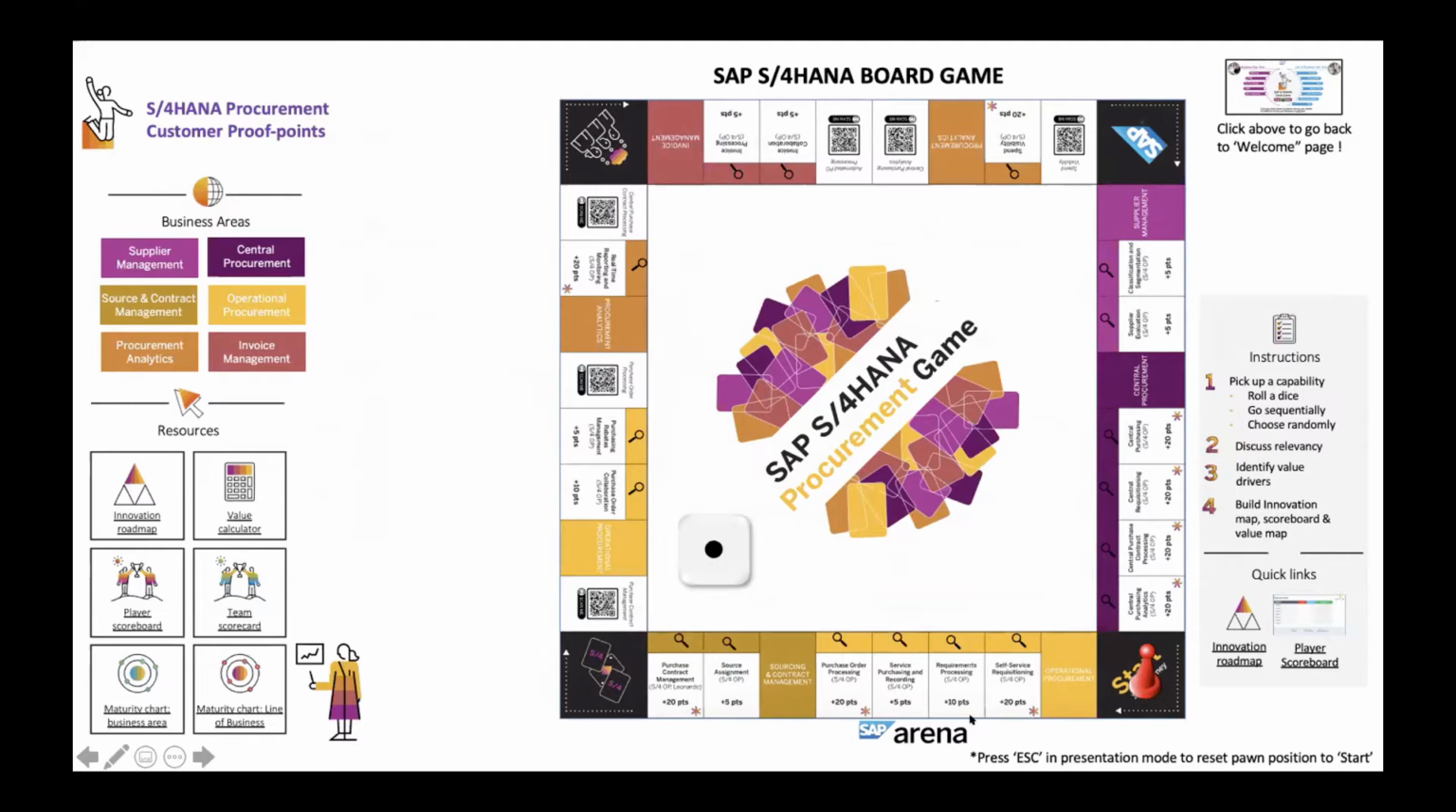You have all the capabilities grouped in logical colors. As you can see on the top left, the 6 different colors represent the 6 different business areas, representing supplier management, central procurement, source and contract, operational procurement, procurement analytics, and invoice management. So we have looked at customers' procure to pay process, and we have grouped the capabilities in this order, right? And then you see also that there is a dice on screen, which rolls on click, and there is a pawn, which moves one step for every click anywhere on the screen.